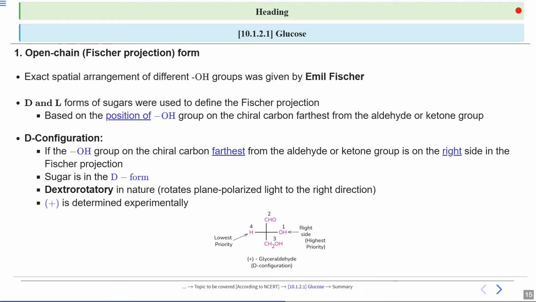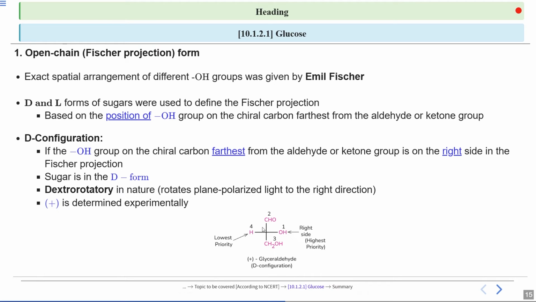If you look at this diagram, you will see this is a chiral carbon. Why is it a chiral carbon? Because it is attached to 4 different groups: one CHO group, one OH group, one CH2OH group and one H. In this carbon you will see OH is on the right side. So this is the D form. This is glyceraldehyde and this plus indicates it is dextrorotatory. This is determined experimentally. So this is D configuration.